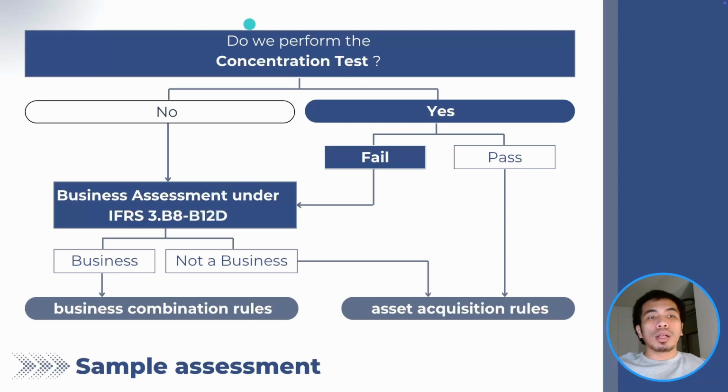So in this case, we did the concentration test for this specific example that we have. However, we failed it. So the next step is to actually do a business assessment under IFRS 3, which we will not go into more details. So we cannot yet conclude whether it's a business or not because it failed the concentration test. So it needs more elaborate assessments.